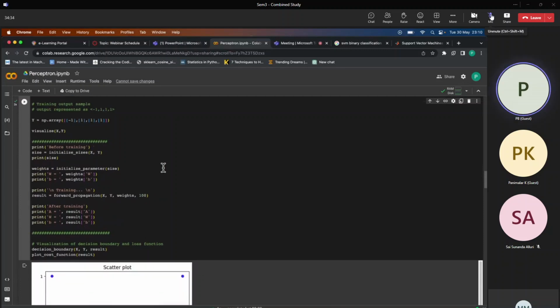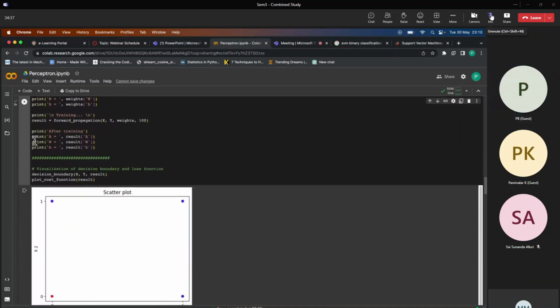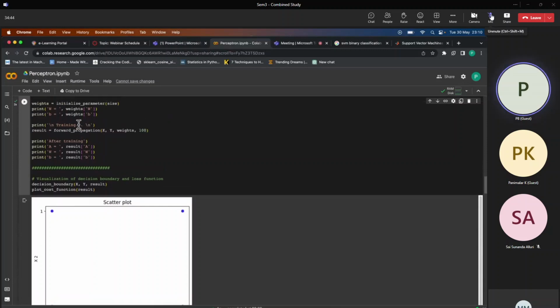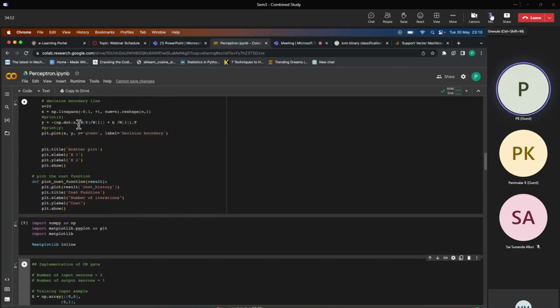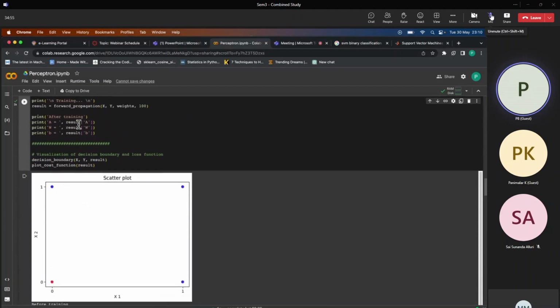Now after training, what we'll have here is the result a, then the result of w. Maybe this is the a, right? This is the a. W is weights and the bias is b.